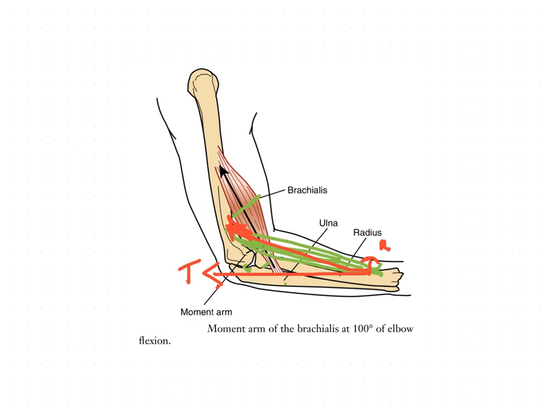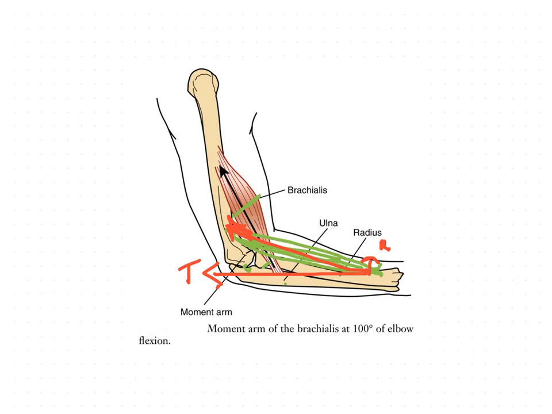Okay, the brachioradialis has a relatively small mean physiological cross-sectional area, about 1.2 centimeters, but it has a relatively large average peak momentum in comparison with the other elbow flexors. And the peak momentum of the brachioradialis occurs between 100 to 120 degrees of elbow flexion.